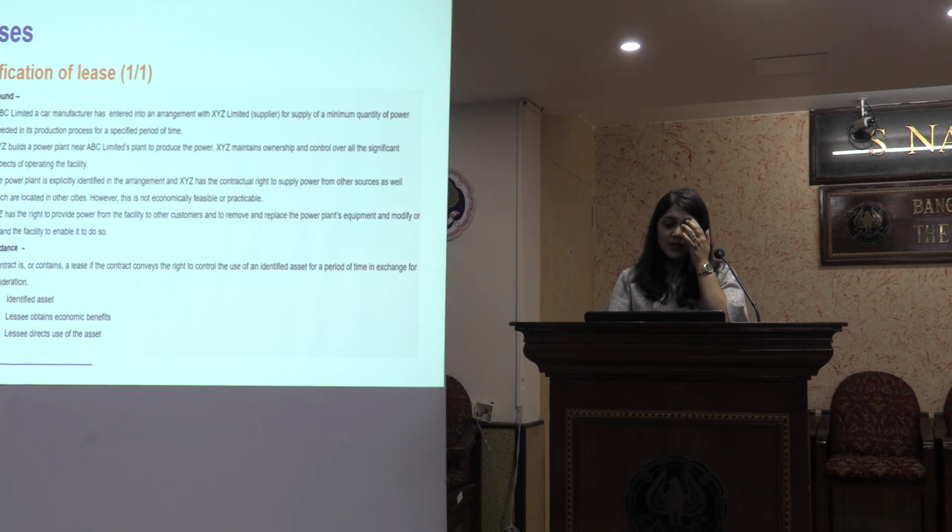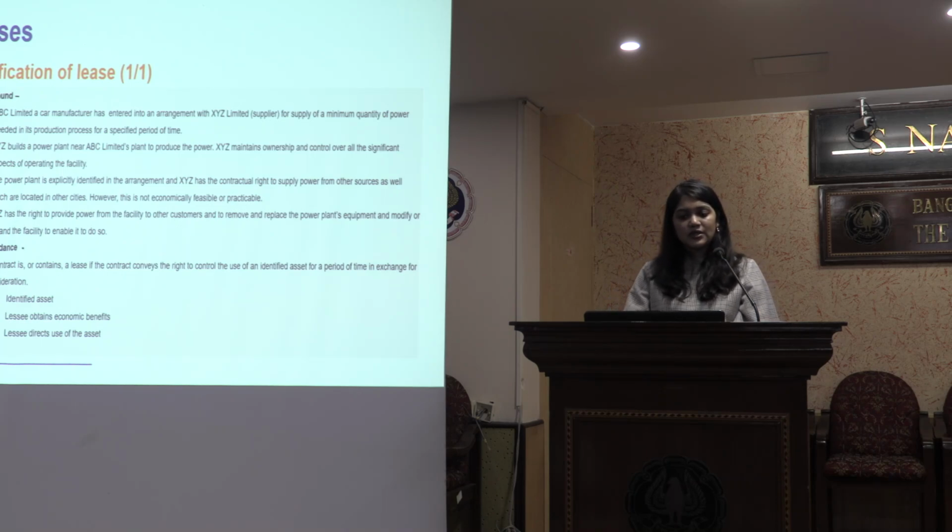Now let's look at one example on this. We say ABC Limited is a car manufacturer. It has entered into an arrangement with a supplier, XYZ Limited, for supply of minimum quantity of power needed in its production process for a specified period of time. So they have entered into a contract where ABC Limited will get a minimum quantity of power. Okay. Now XYZ builds a power plant near ABC Limited's plant to produce the power.